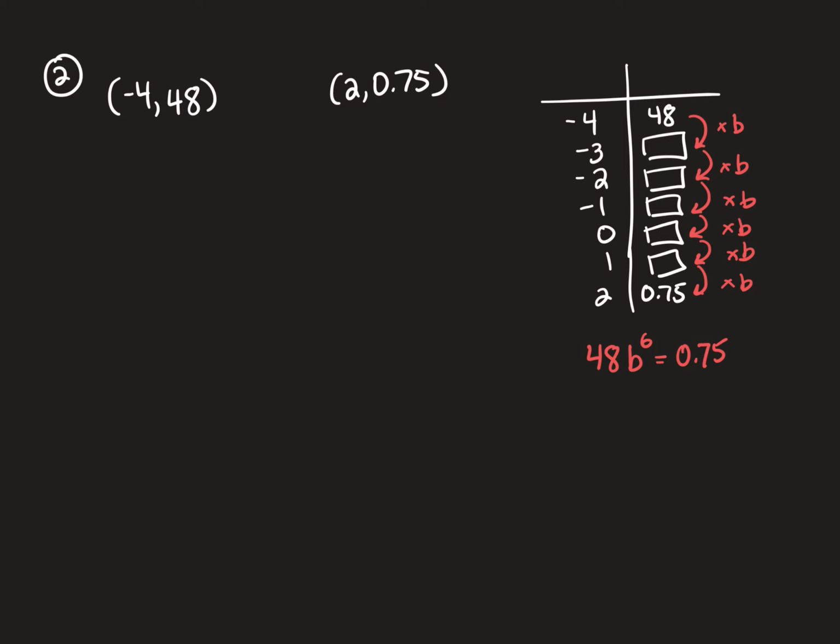My other option, like we saw in the previous video, is to think of this as an x and a y. I can write the equation with the higher x value first in the form of y equals a times b to the x power, plugging in what I know for x and y. So since y is 0.75, I get 0.75 equals a times b squared. And then I get 48 equals a times b to the -4th.